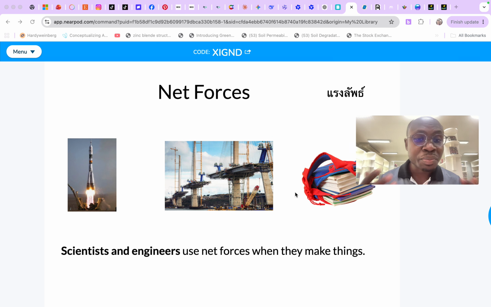Now, net forces are important for scientists and engineers because when they design things like a rocket or build a bridge or even the school bag, they have to know the maximum forces, or the total forces that will be on the thing. If they don't know, the bridge can break down and people will die, right? So it's important for scientists and engineers.